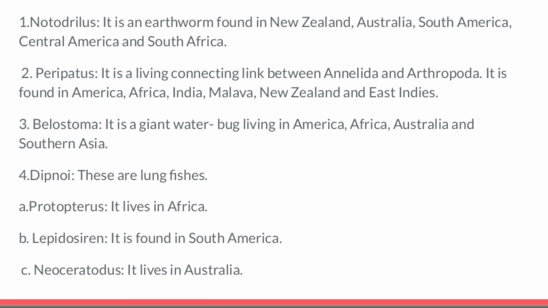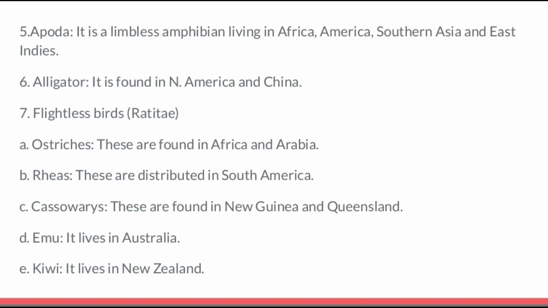Dipnoi. These are lungfishes. Protopterus. It lives in Africa. Lepidosiren. It is found in South America. Neoceratodus. It lives in Australia. Apoda. It is a limbless amphibian living in Africa, America, Southern Asia and East Indies. Alligator. It is found in North America and China.